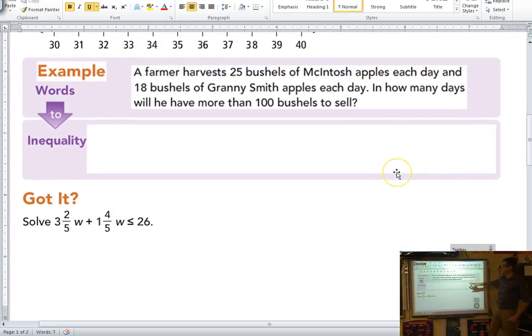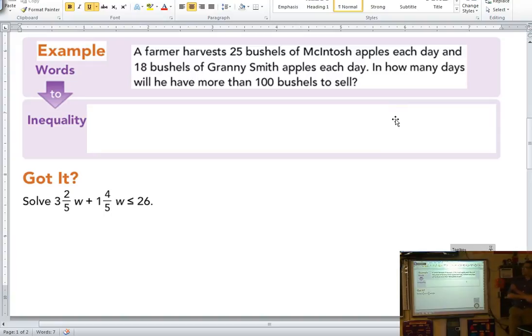I have the answer for the next one. So take a minute. We already have our word situation. Highlight what's important. Write out your inequality. Solve it. So highlight what's important. Write out your inequality. Solve it.